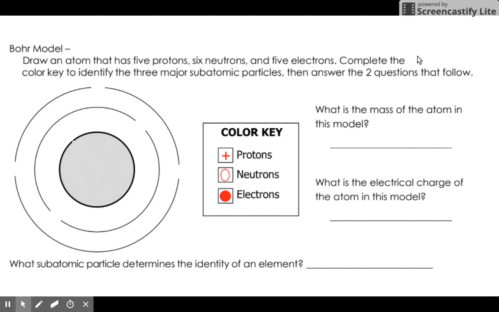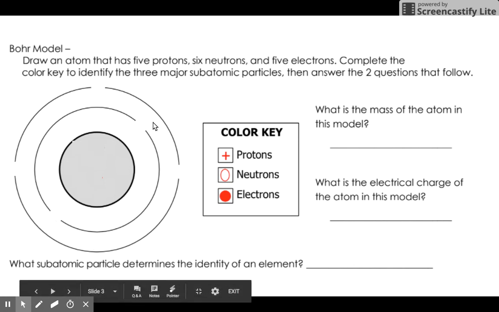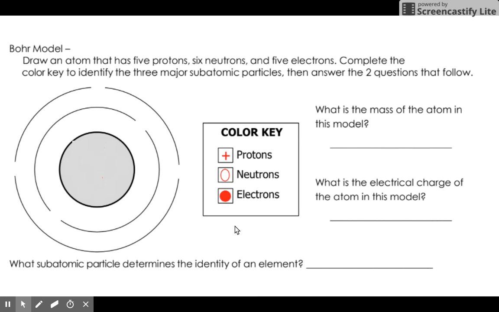So pause the video right now so that you can get your 3 colors and you can decide where you're going to place your subatomic particles over here. If you get confused, go back to the previous portion that we just filled out, and that way you know where your protons should be located, your neutrons should be located, as well as your electrons. Pause the video now so you can put your answers.